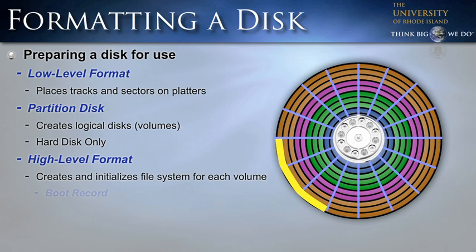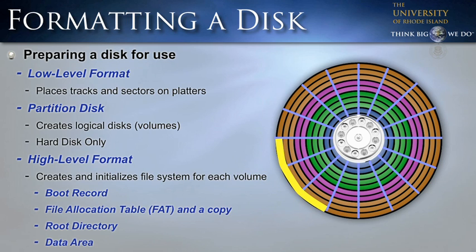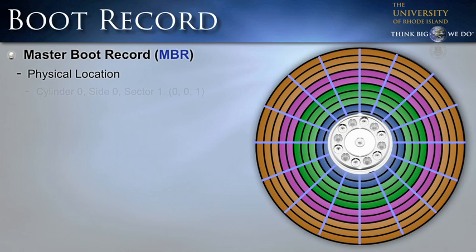The high-level formatting of a disk or partition writes a boot record, a file allocation table with a copy of it, and the root directory to the volume. The remaining area on the volume is reserved for data the volume will hold. Let's begin by looking at the boot record.